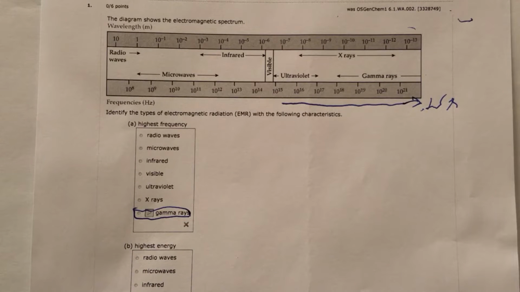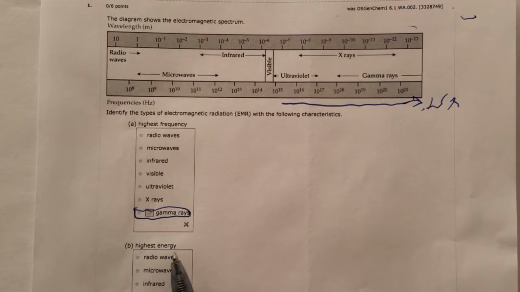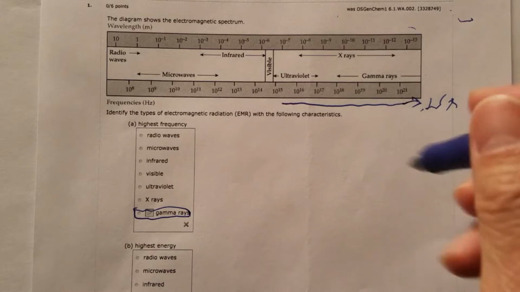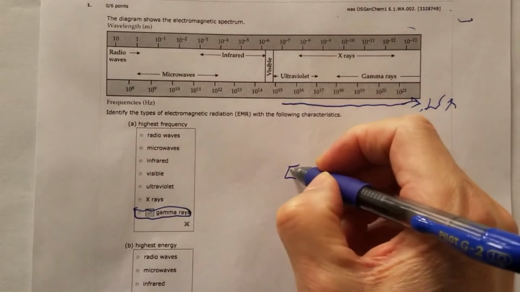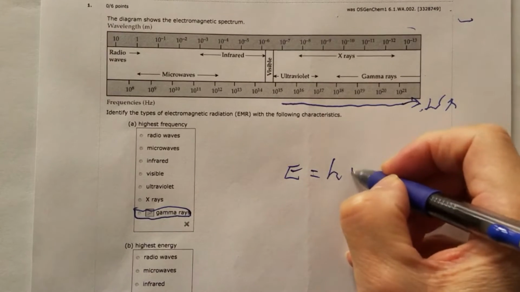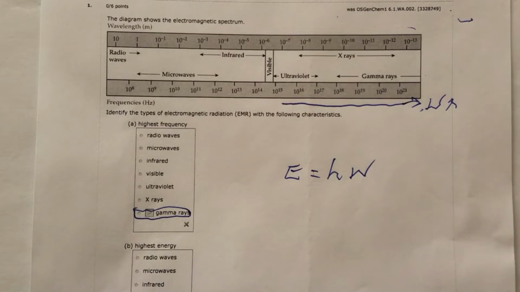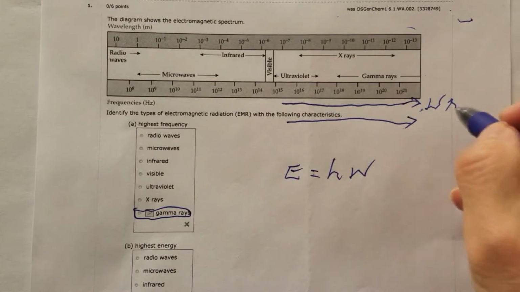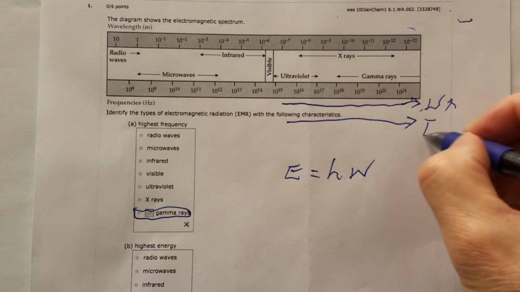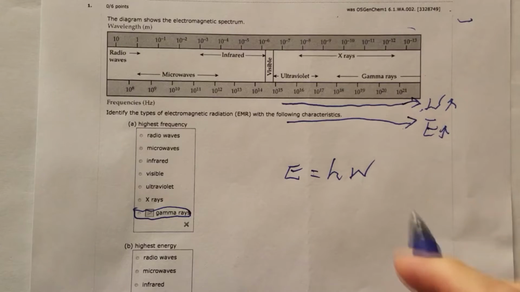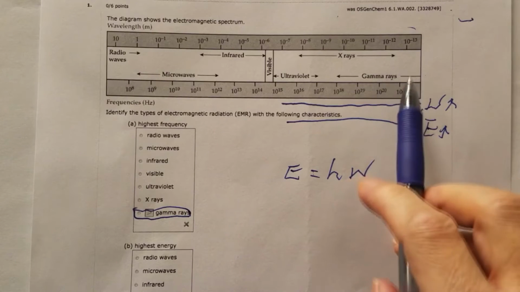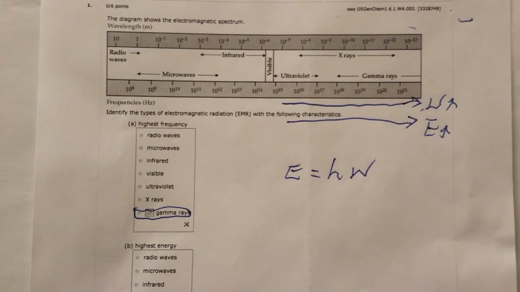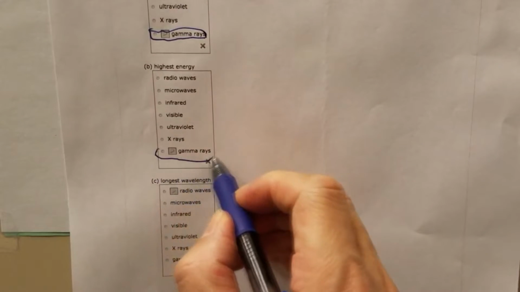And then the next one, which one has the highest energy? We already learned energy is directly proportional to frequency. So from left to right, since frequency goes up, energy also goes up, which means again gamma rays should have the highest energy. So that should be this choice right here.